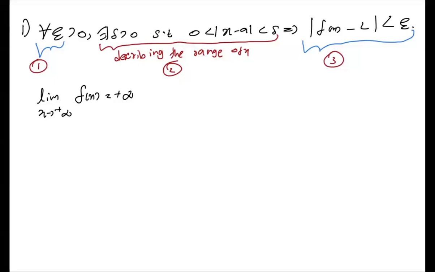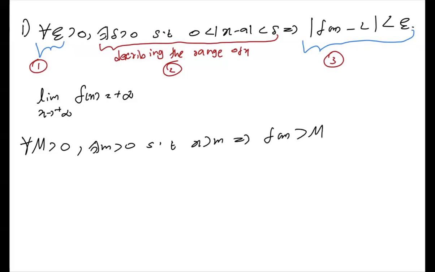All 3. Because in here, your variable is not a real number anymore, and your function value is not a real number anymore. So if you write the definition this way, you have to write: for all m greater than 0, there exists m greater than 0 such that x greater than m implies f(x) greater than m.